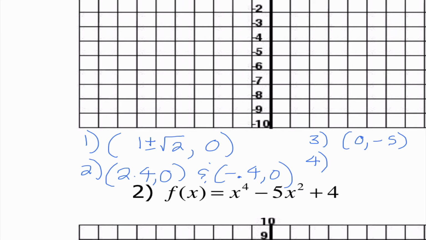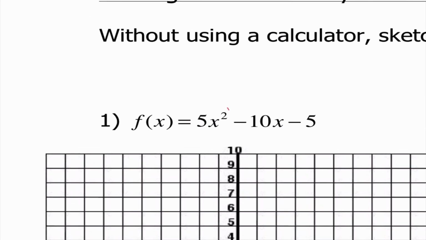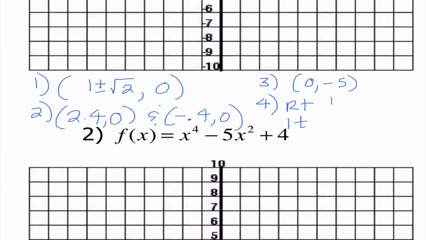Then we have our end behavior. So we need to determine what is happening to the right and what is happening to the left. We know that it's all dependent upon this leading term. Since this leading term is positive and it has an even exponent, that means that it is going up to positive infinity in both directions. So those are the 4 things that we're going to have to list.